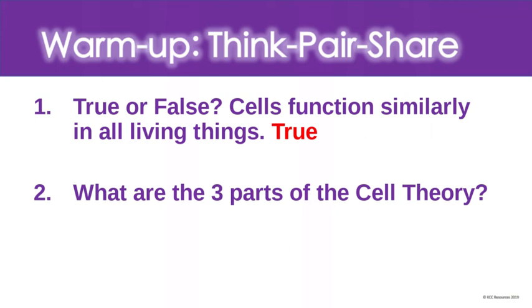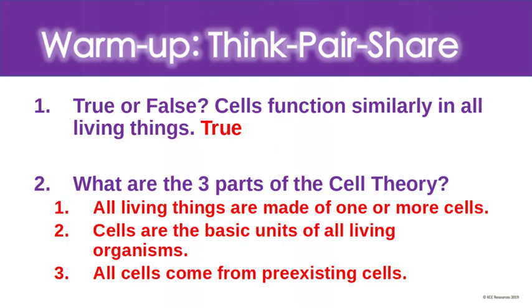So cells do function similarly. If you said that is true, you are correct. And our three parts of cell theory are that all living things are made up of one or more cells, that cells are the basic units of all living organisms, and that cells come from pre-existing cells, meaning they don't just appear out of nowhere. They have to come from another cell.